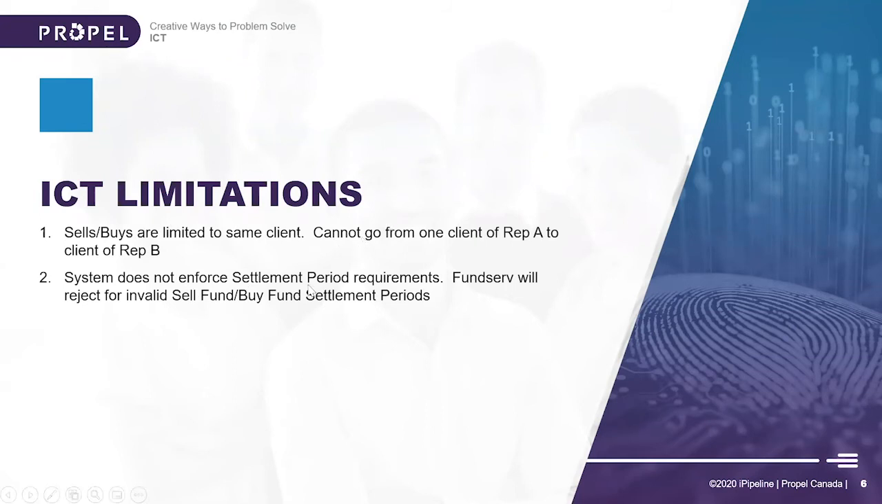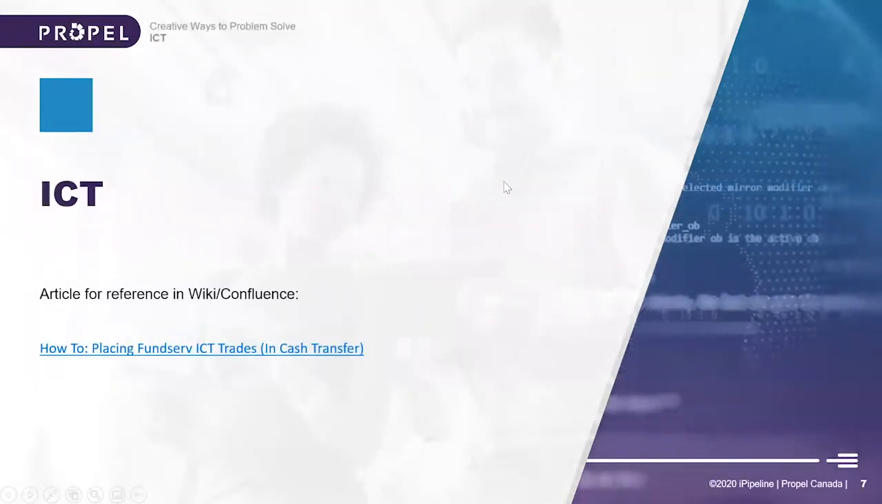We also don't enforce any sort of settlement periods. If you go to the wiki article, which I'll display after, there are a number of requirements that will limit what types of plans you can go to, as well as a rule table showing what settlement periods the sells have to be, as well as the buys. For example, you can't do money market sells, because the settlement period is shorter than the buy side of the funds.